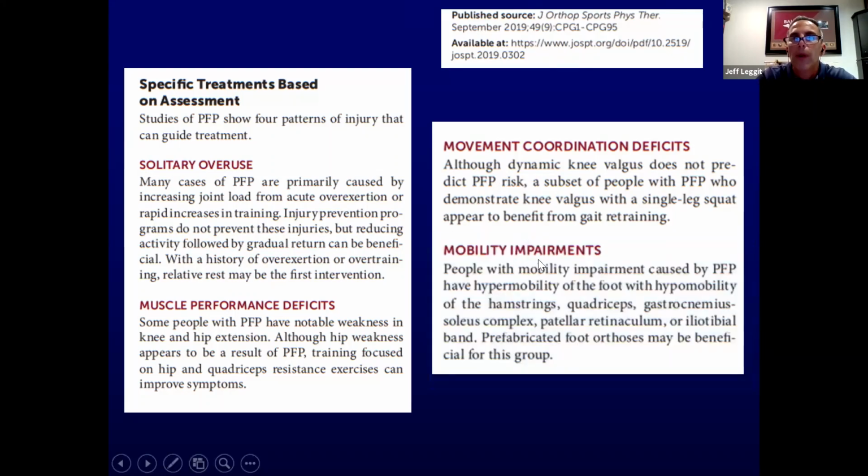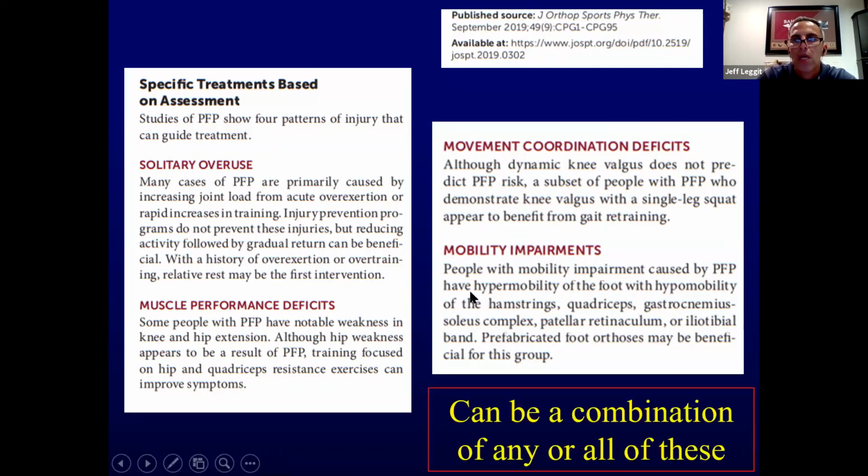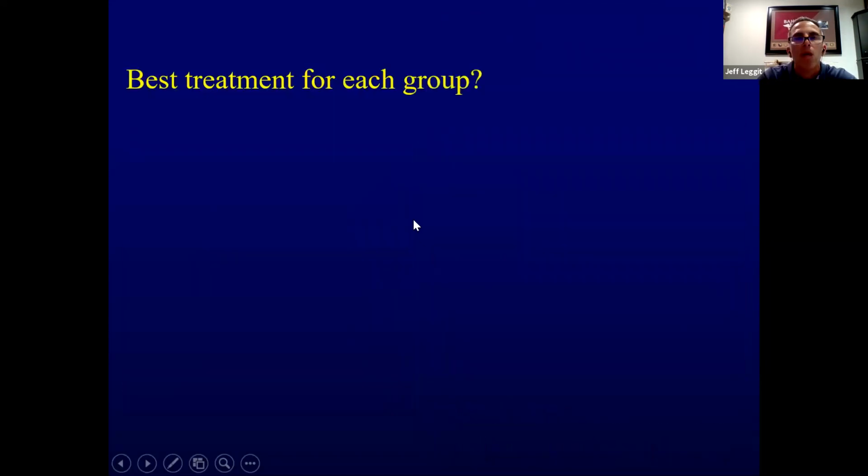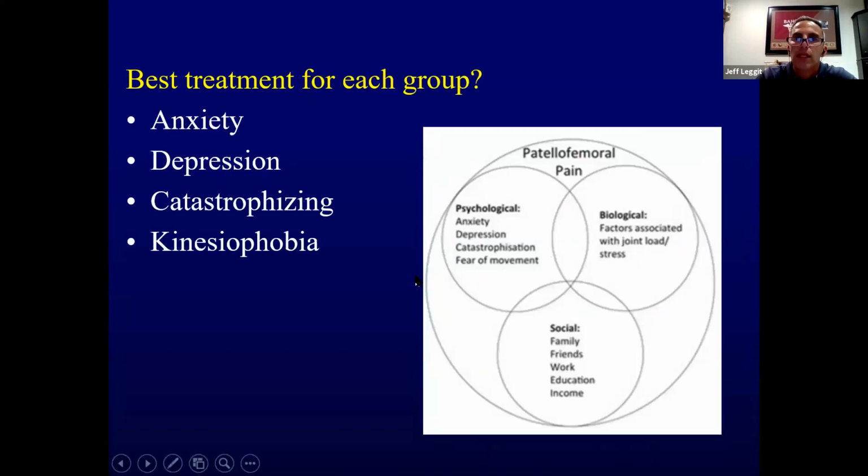Or do they have some mobility impairments, such as a hypermobile foot or hypomobile hamstring or quadriceps or even patelloretinaculum they need to work with? This may be where you put a foot insert, or that you work on some stretching or flexibility. So again, I would encourage you to start using these 4 groups. Unfortunately, it can be a combination of any of these, and so that patient I told you about before who had the overtraining, she also has quite a bit of movement coordination deficits, so we're going to work on all those together. So with that, what's the best treatment for each group? Well, there are some other factors you need to think about.